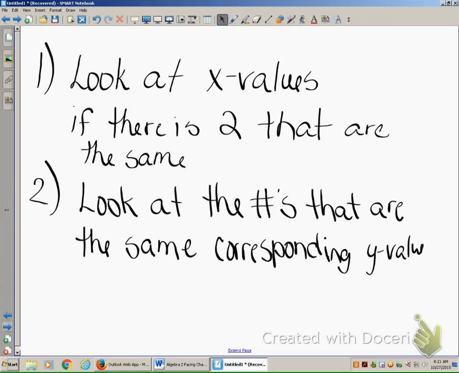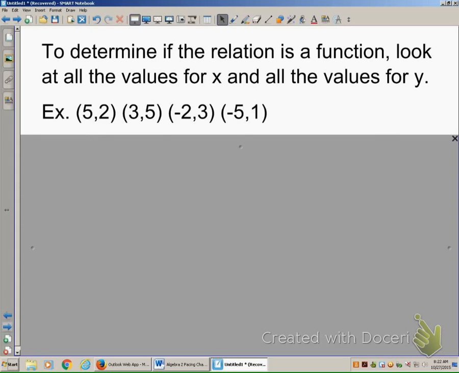If you're wanting to determine if it's a function or not, the first thing I always look at is the x values. If there are 2 x values the same, then we've got an issue. If there are no 2 x values the same, then no problem. Move on. We know it's probably a function. But if there are 2 that are the exact same, then you have to go on to the second step and look at the corresponding y values. If those are the same, then we're okay. But if they're different, then we've got a problem.